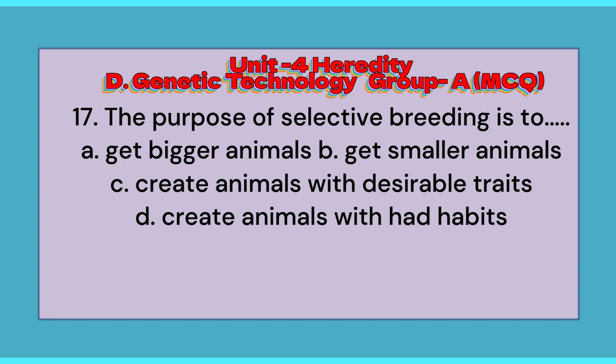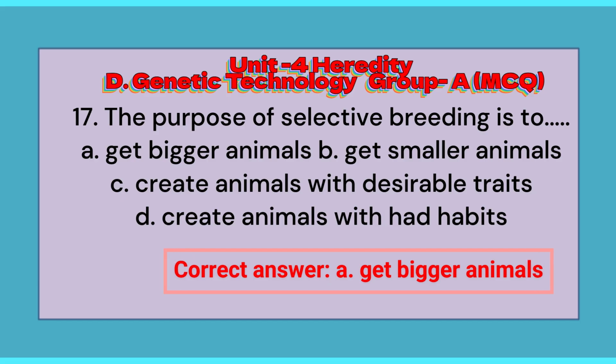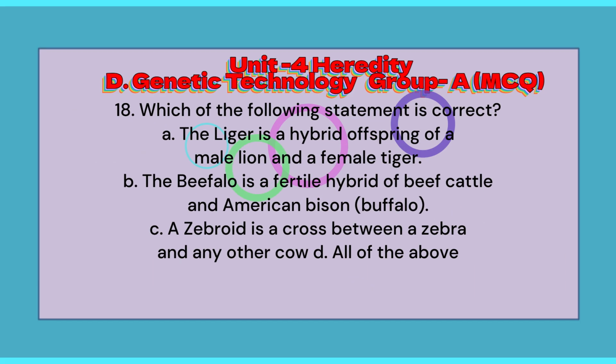17. The purpose of selective breeding is to A. Get bigger animals. B. Get smaller animals. C. Create animals with desirable traits. D. Create animals with bad habits. Correct answer: A. Get bigger animals.